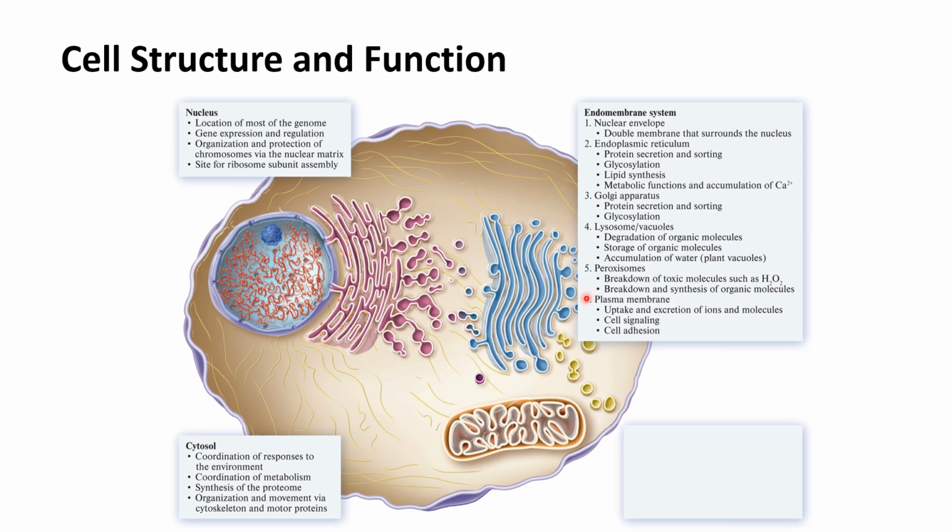And finally, the sixth is the plasma membrane, which is responsible for taking in and getting rid of certain ions and molecules. It will help with cell signaling, or how cells communicate with each other, and also how cells attach themselves to other cells and other objects.